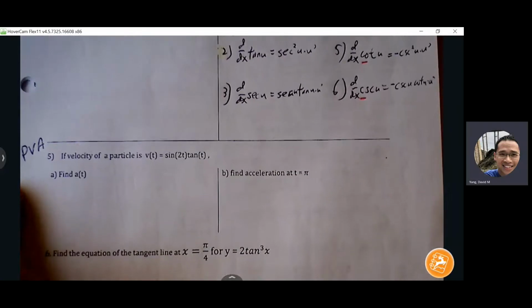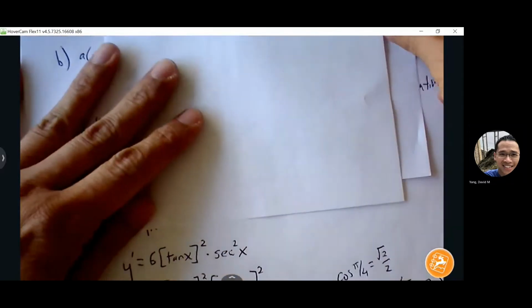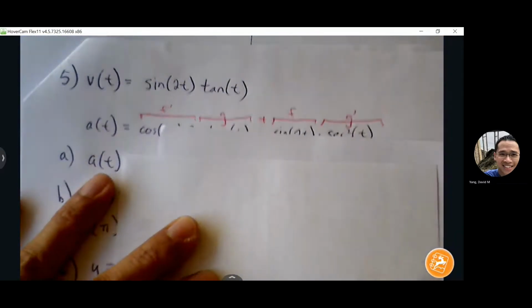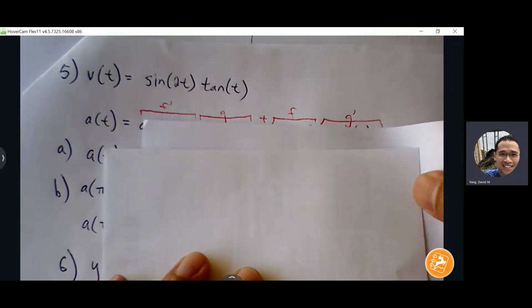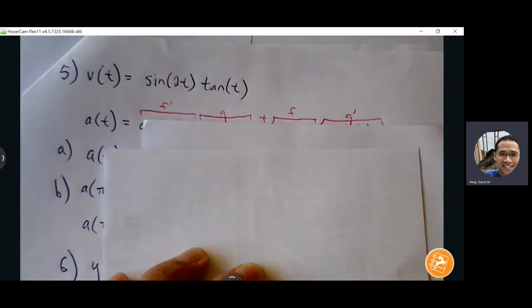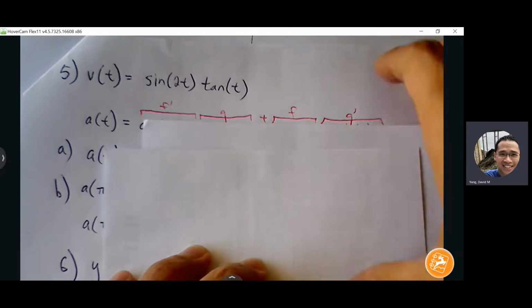All right, so number 5, we said that we're going to do product rule, so let's set it up using product rule. Okay, so f prime g plus f g prime. What's sine 2t's derivative? Times 2. Yep. So cosine u times u prime. Good.